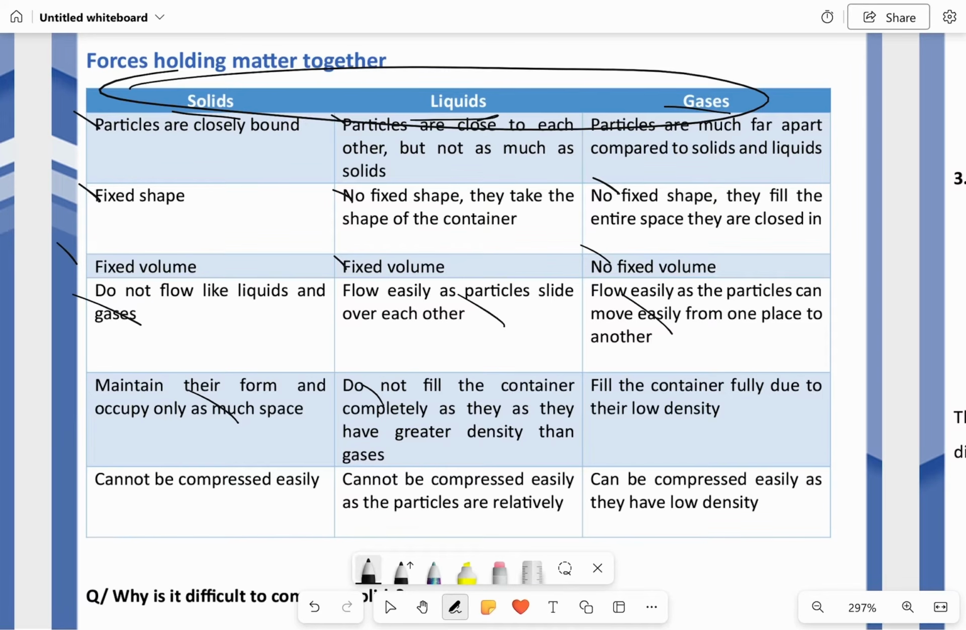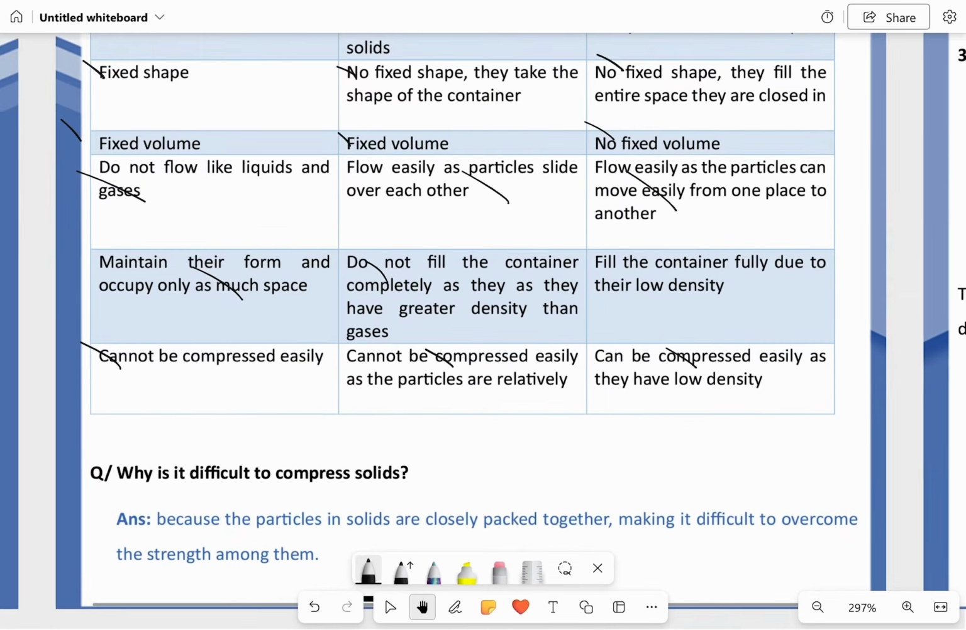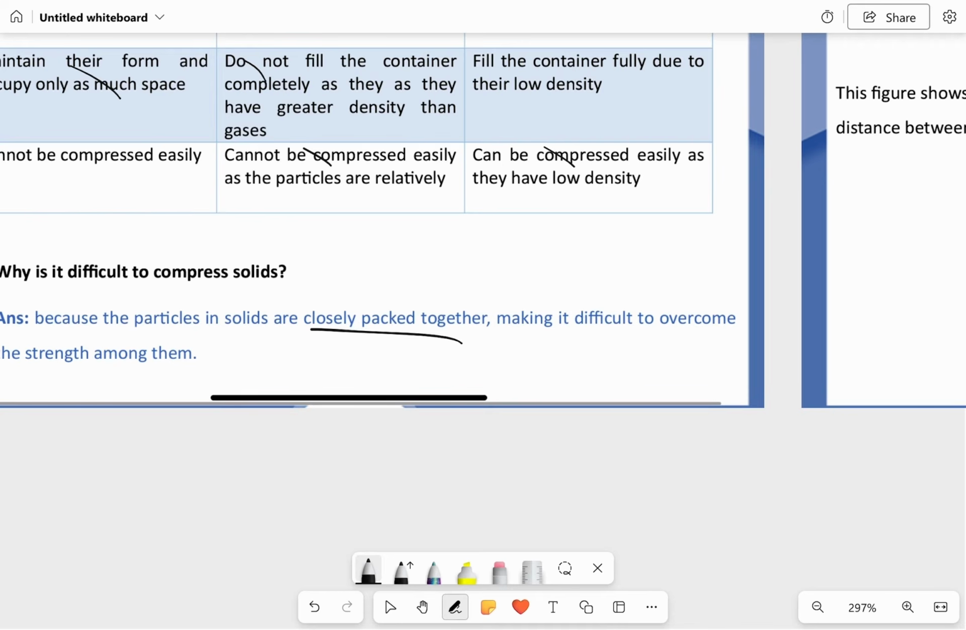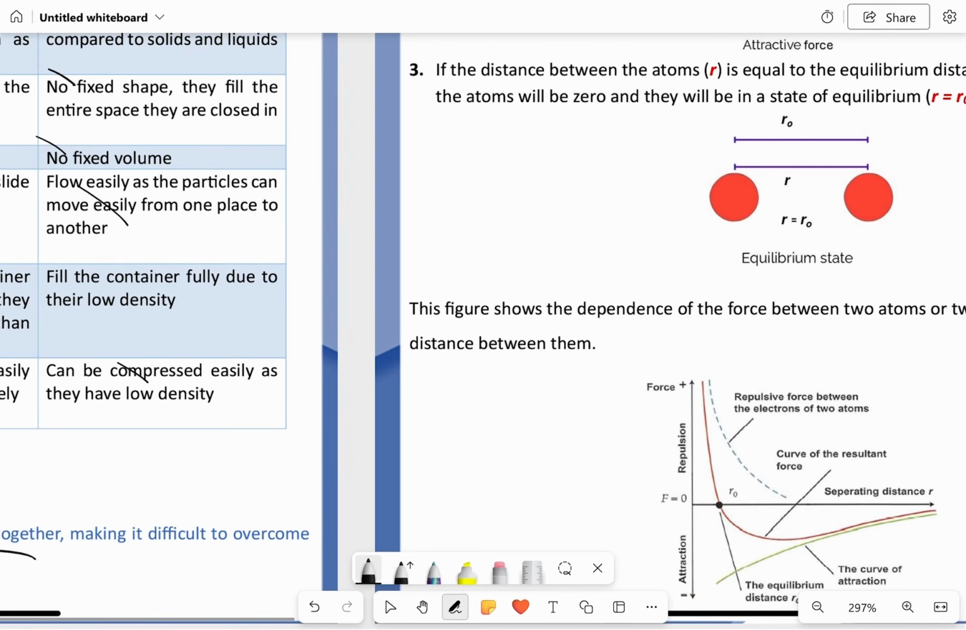Most importantly here, solids cannot be compressed, and liquids cannot be compressed easily as the particles are relatively close. Gases can be compressed easily as they have what? As they have low density. A question: why is it difficult to compress solids? Because the particles are close together. Why is it easy to compress gases? Because the particles are loosely packed together.